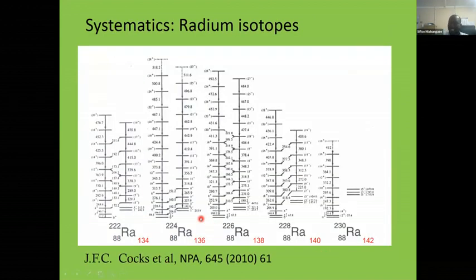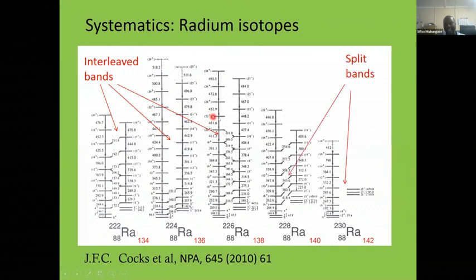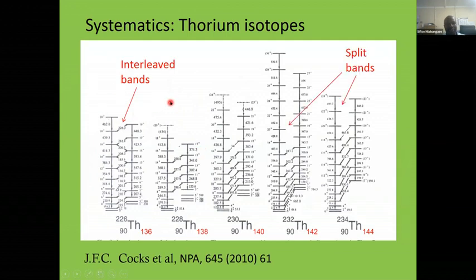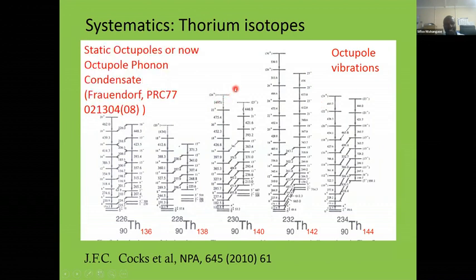Now let's look at the systematics in these nuclei where tetrahedral shape has been predicted. We start by looking at the radium isotopes, which have been studied before. This band has been interpreted as the interleaf band, and this one has been interpreted as a split band. So none has been interpreted as a tetrahedral deformation. And in the thorium region, the same thing: this band has been interpreted as an interleaf band before, and this one is a split band. Now they call this one octupole vibration, and later on this has been interpreted as static octupole or octupole phonon condensate.